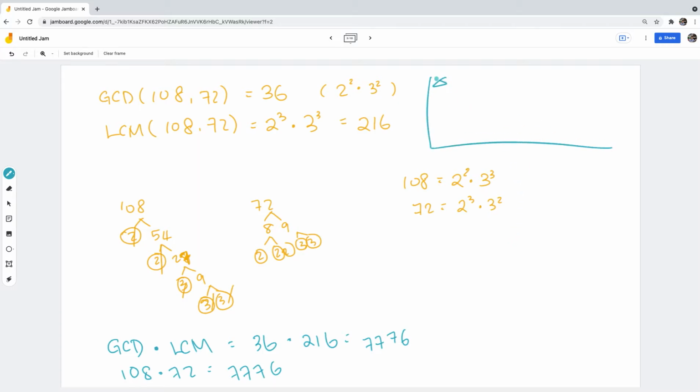So that's the theorem that we just found. Here is an important theorem: GCD of two numbers times LCM of those two numbers is the same as just the product of those two numbers, okay? That's the theorem that we just talked about. All right. Well, we can prove it too, but we will skip that for now.